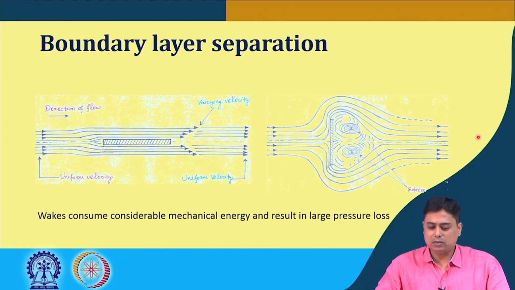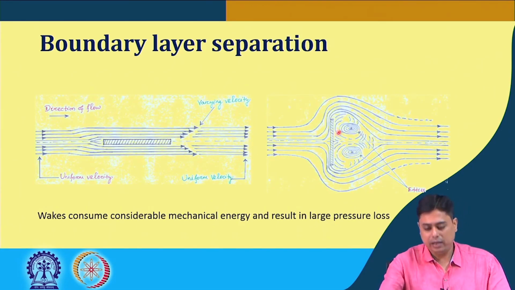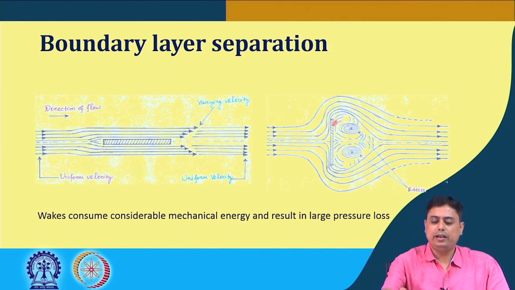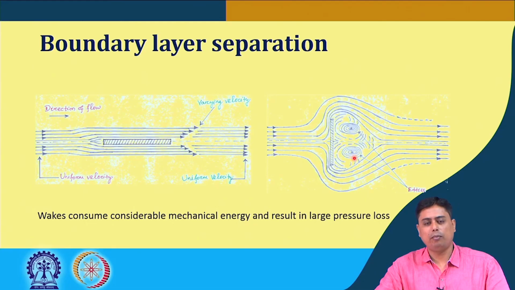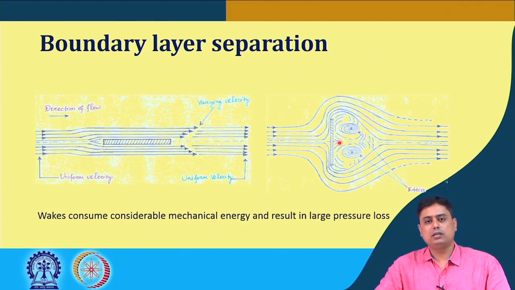So, in that case what happens, the back portion of this vertical plate sometimes becomes, or in fact becomes, a backwater kind of a scenario, where decelerating velocities are there and the flow field occurs, and this results in a sudden drop in pressure, or a larger pressure drop, and it creates the eddies or the wake. And this wake consumes considerable mechanical energy and results in larger pressure losses.